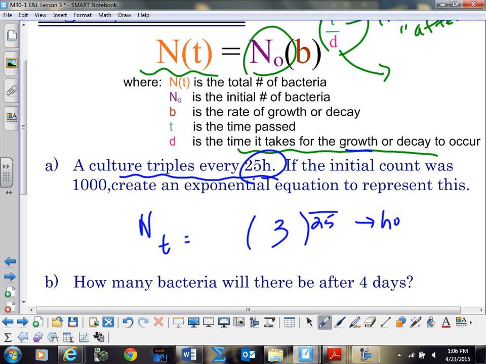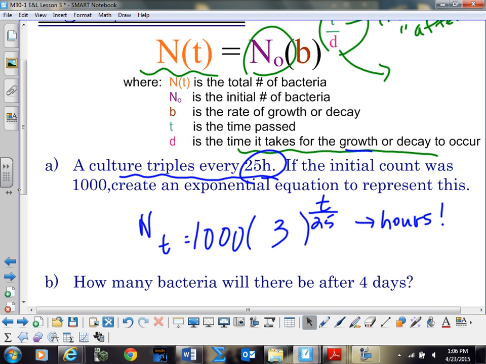Making a note here that we have to be in hours, means our T has to be in hours if our D is in hours. Now it says if the initial amount was 1,000, that's NO. We don't know T yet, but this would be an equation we could use to solve for any amount after a given time. Let's do the next question.